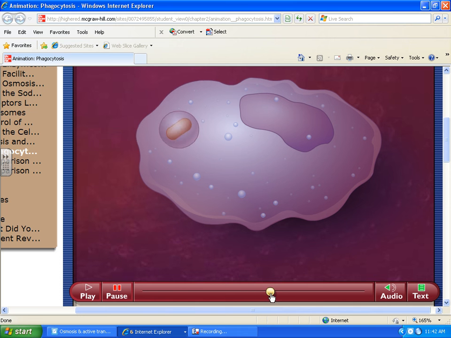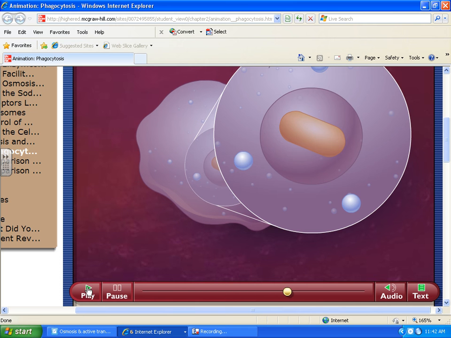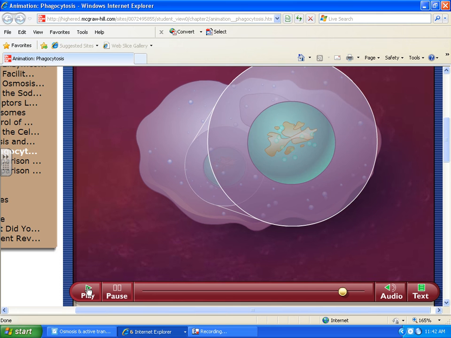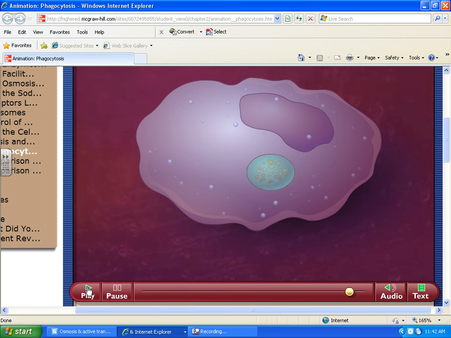Once it's inside, lysosomes fuse with the phagosome, releasing digestive enzymes such as lysozyme and proteases into the phagosome. The structure resulting from this fusion is called a phagolysosome. Inside the phagolysosome, microorganisms are killed and digested. Finally, the digested contents of the phagolysosome are eliminated from the phagocyte by exocytosis.